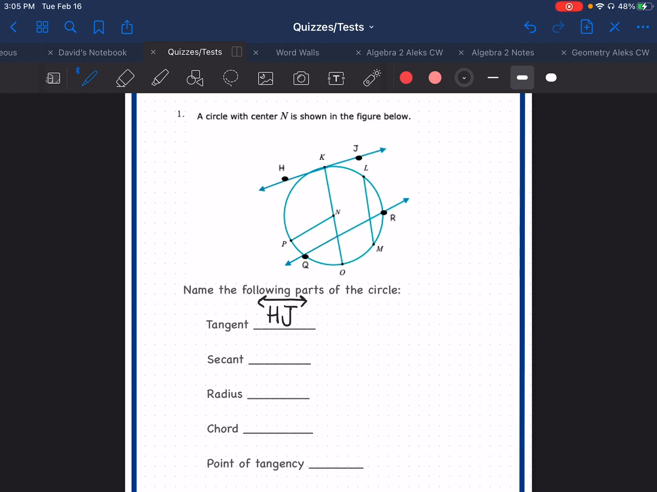A secant is a line that goes through the circle. A secant is a line that goes through the circle and touches it twice. So this right here would be my secant, and I'm going to name it by these 2 points, Q and R.